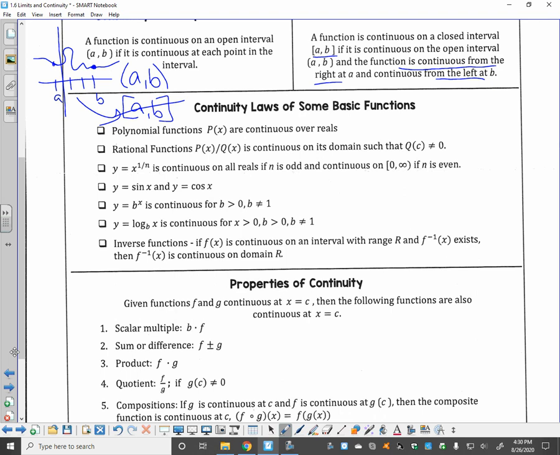Sine and cosine graphs. Okay, so don't think of the unit circle. Think of the sine graph and the cosine graph. And you know they go on in both directions forever and ever. They are both very continuous. They're very tame functions. They're very well behaved. Y equals b to the x is continuous. That's your exponential function. And remember, they look like this. They are continuous for all x's, from negative infinity to positive infinity.